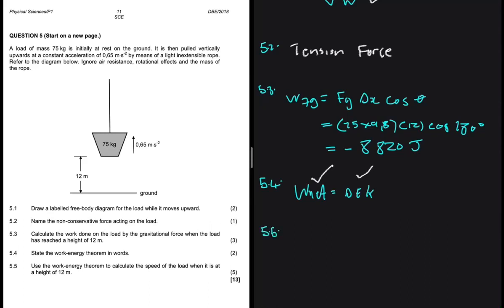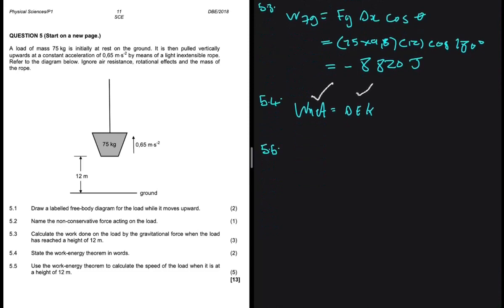5.5. Use the work energy theorem to calculate the speed of the load when it is at a height of 12 meters. For this kind of question, we have to write down our information so that we can be guided on which formula to use. So we have our delta X, which is equal to 12 meters. And then we have our VI, which is equal to 0 meters per second, because our object is coming from rest. And then VF is what we're looking for.